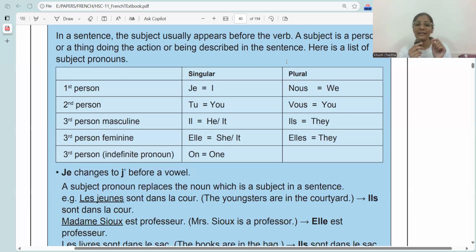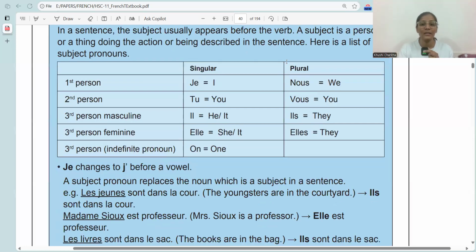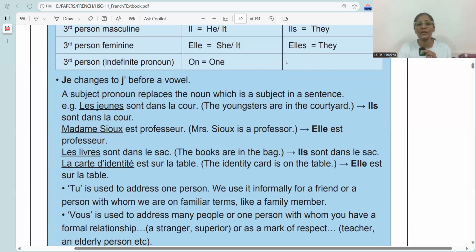The singular il is pronounced as il. The plural ils is pronounced as il, a little bit prolonged. Okay. Now moving on to the notes.